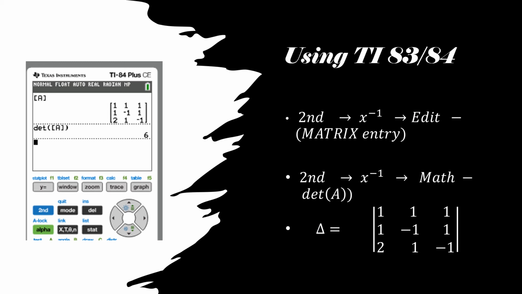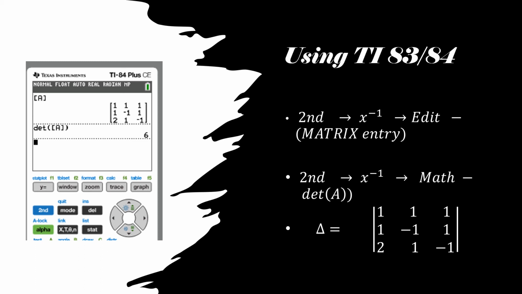We can also use our TI 83 and 84 to find the determinant values. Instead of doing it by hand, we can use our graphing calculator. When we use our graphing calculator, first of all, we have to enter the corresponding matrices. Suppose I am trying to enter the determinant A, or delta, which is in the denominator of all those x1, x2, x3. We know that it is 1, 1, 1, 1, negative 1, 1, 2, 1, negative 1. In order to enter this, we press second x inverse, which will give us the matrix menu. In that we have to edit. So this is a 3 by 3 matrix, and we'll be editing the 3 by 3 matrix.